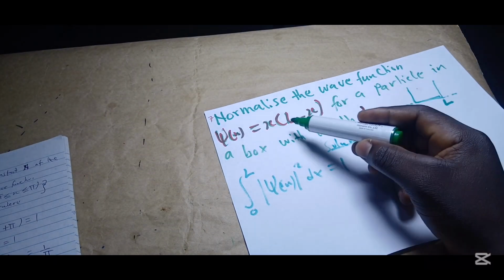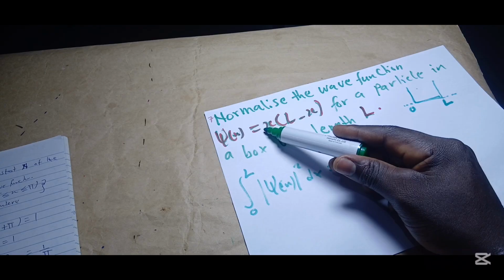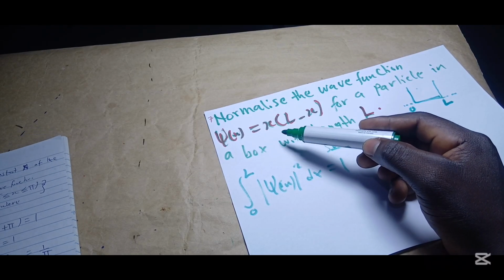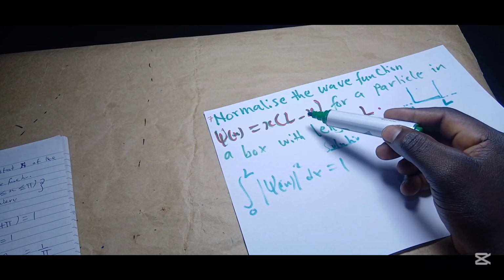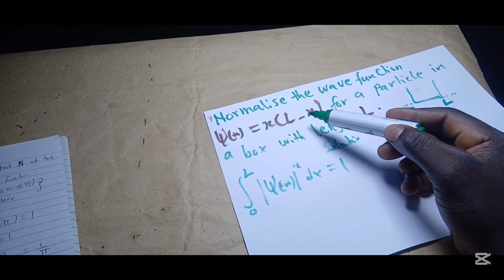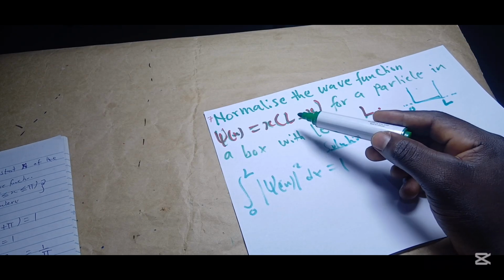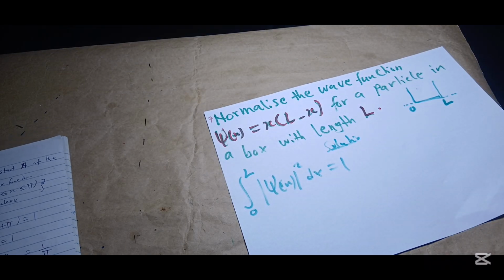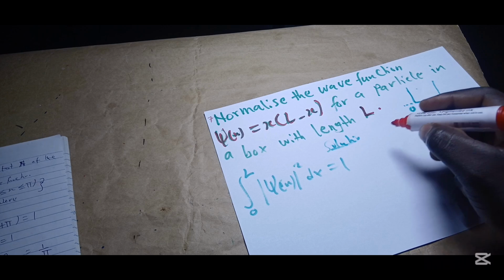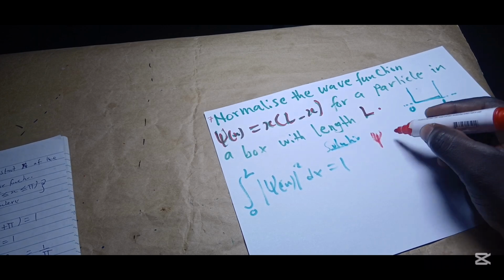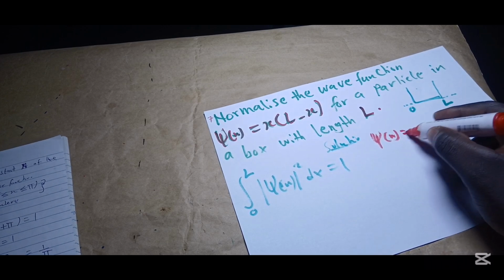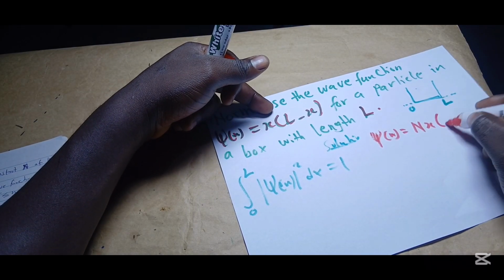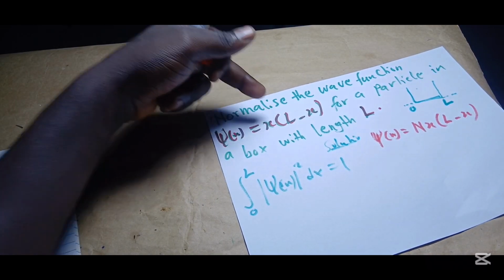But in this case, the normalization constant has to be included. We need a constant that when we multiply it by this wave function, it will be normalized. It will give us 100% probability of finding a particle in a small space. So we have to include the normalization constant. So let's say our normalization constant is n. So the wave function should be of this format. When it is normalized, nx, just multiply n by it, L minus x.